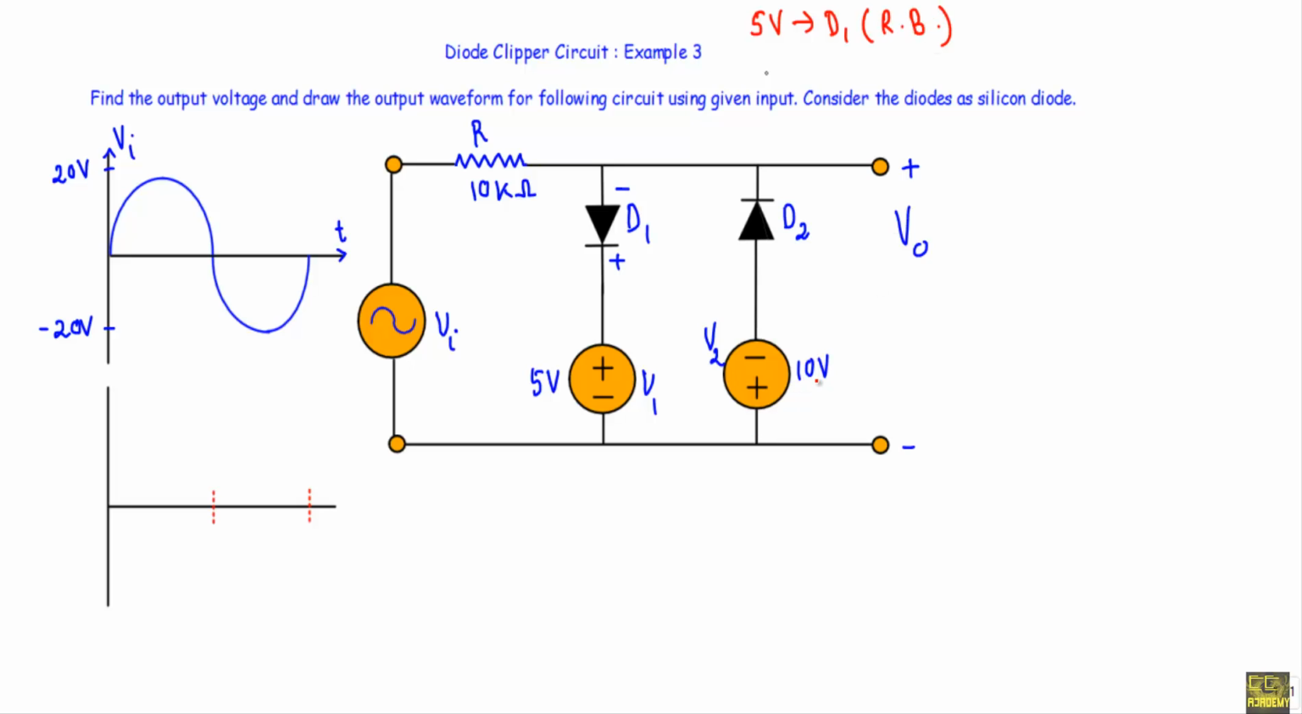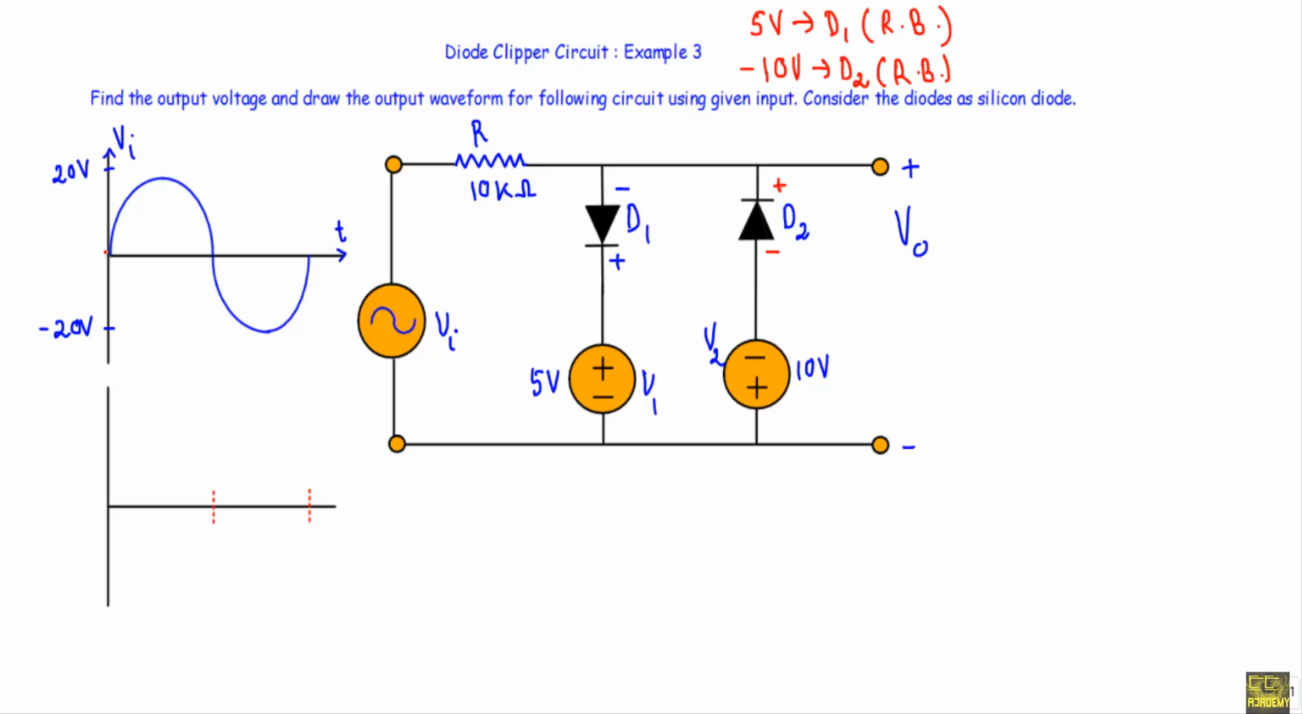Now look at the 10 volt. This negative terminal is connected with the P side of the diode D2 and this positive terminal is connected with the N side of the diode D2. Okay, now see, as the negative terminal is connected with the P side and positive terminal is connected with the N side, I can say that the minus 10 volt source is trying to drive the diode D2 in reverse bias.